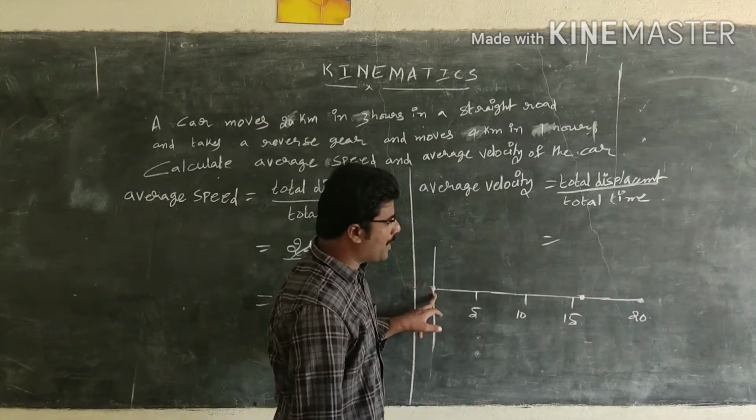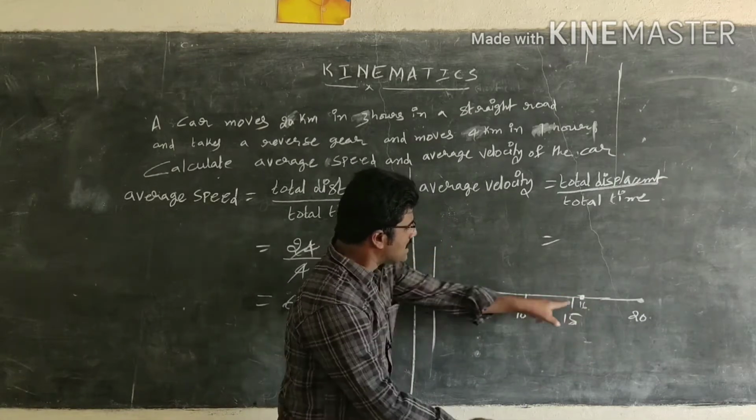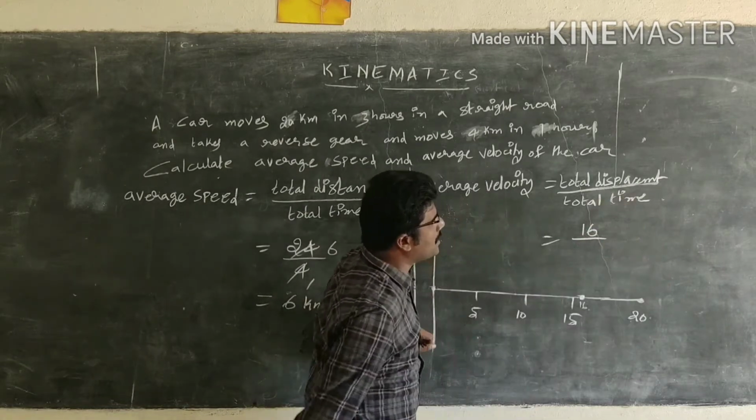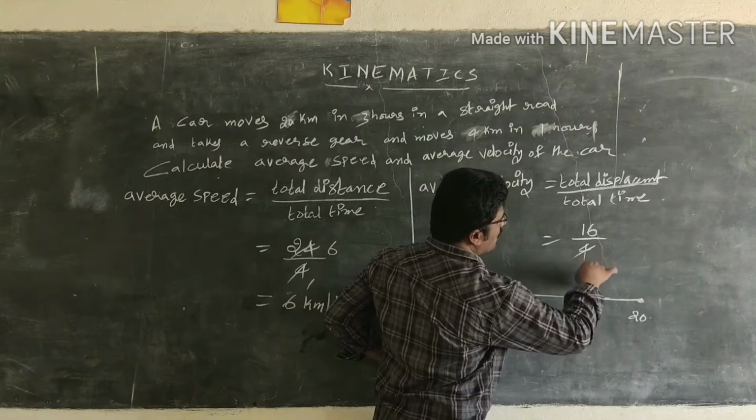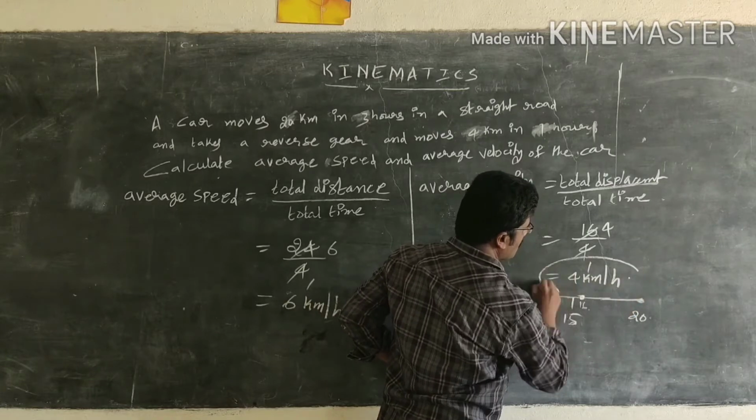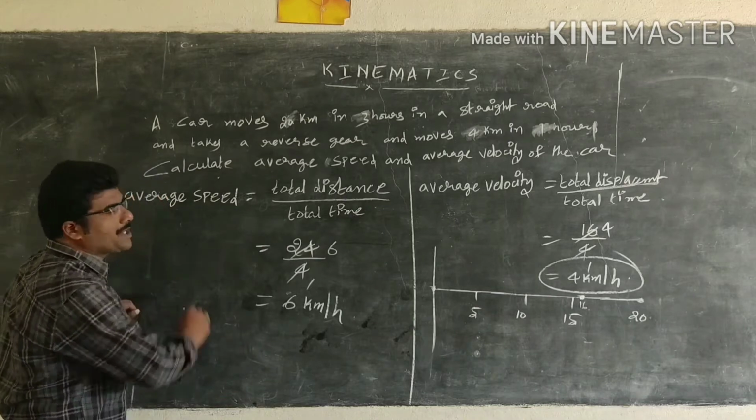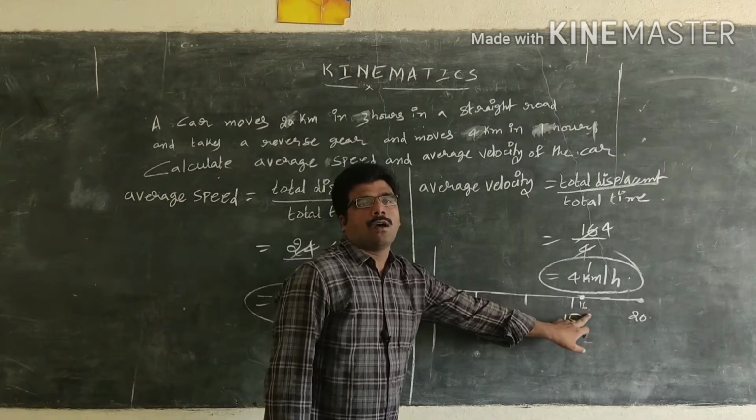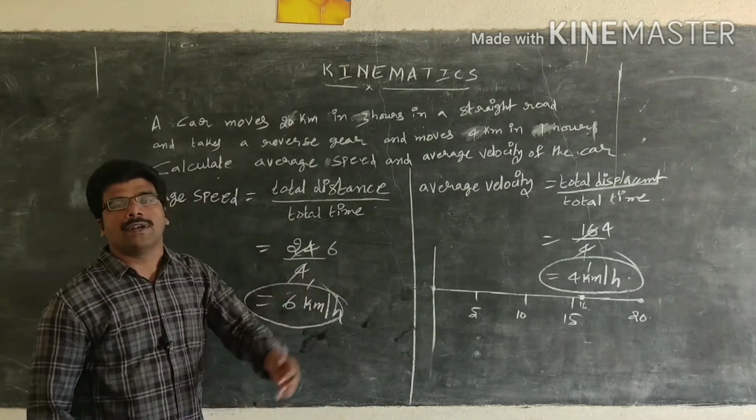So, we know the displacement formula: final position minus initial position. Here the value will be 16, so 16 minus 0, that will be 16. And the total time is 3 plus 1, 4 hours. So 16 by 4 is 4 kilometers per hour. So this is the average velocity and this is the average speed. If you observe here, the average speed value is greater when compared to the average velocity. So this is about average speed and average velocity.